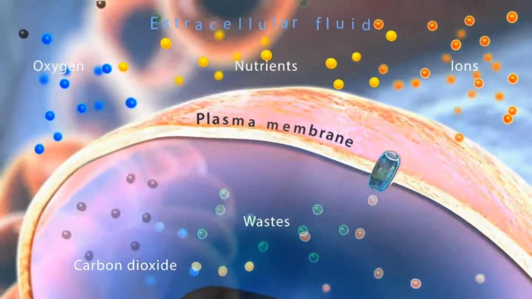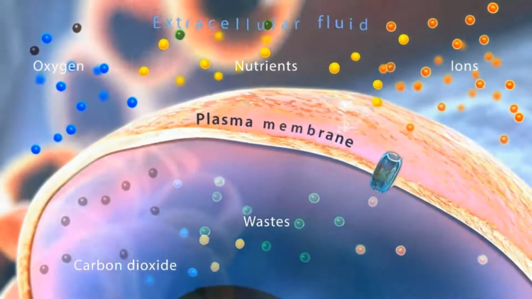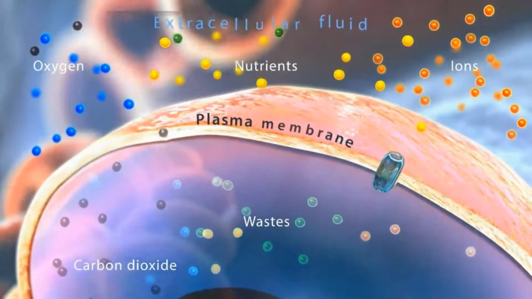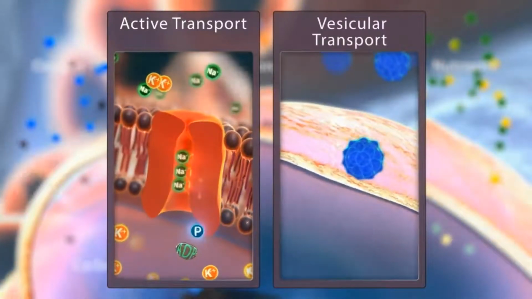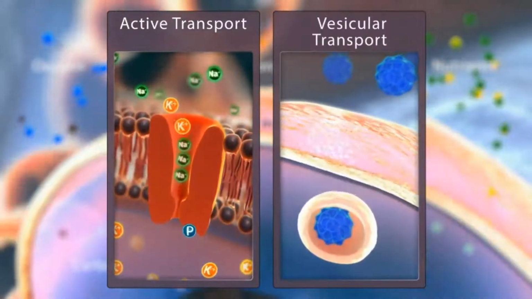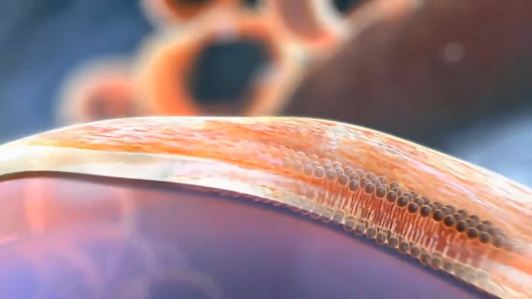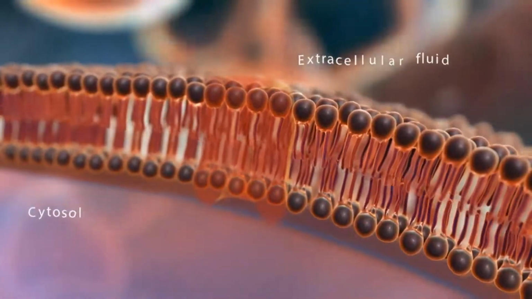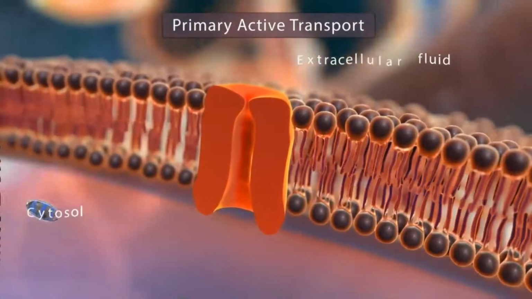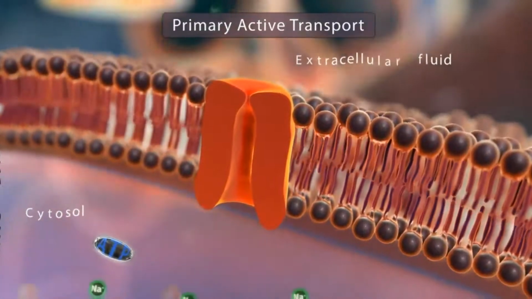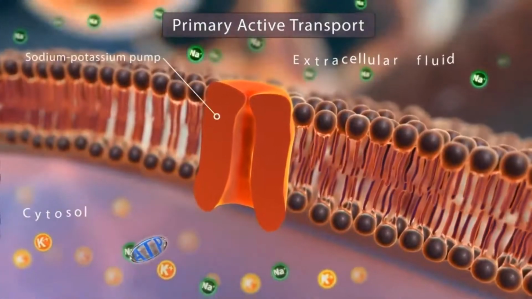Active processes utilize energy to move substances across the membrane, generally from areas of lower concentration to areas of higher concentration. Active transport involves protein transporters known as pumps. Other active processes use membranous transport vesicles. There are two types of active transport, primary and secondary. Primary active transport requires energy derived from ATP. An important primary active transport mechanism involves the movement of sodium and potassium across the plasma membrane using a sodium-potassium pump.